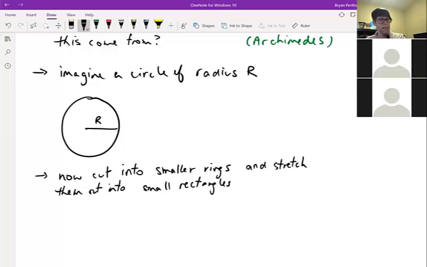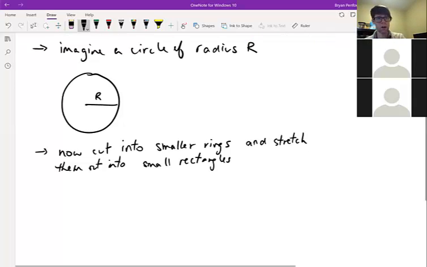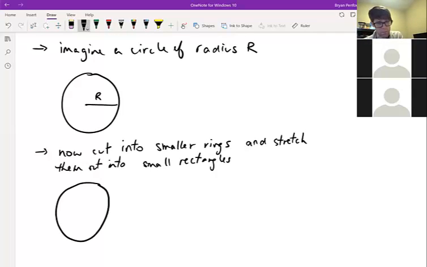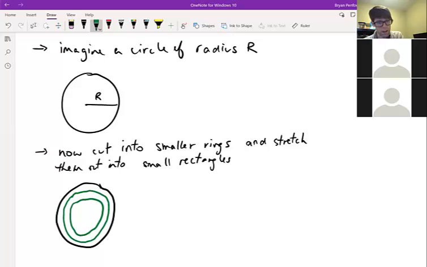All right, so what we do is take that circle and chop it up into smaller rings, pretending that we've made a slice along the radius, and do our best to stretch that circle out into smaller rectangles. It's not going to be perfect, but here's the basic idea. We're going to take that circle, and in green, we're going to create some smaller concentric circles inside, like so.